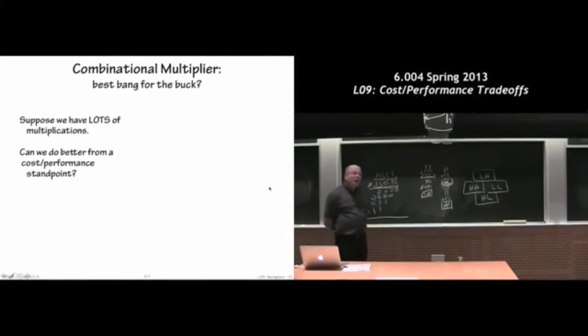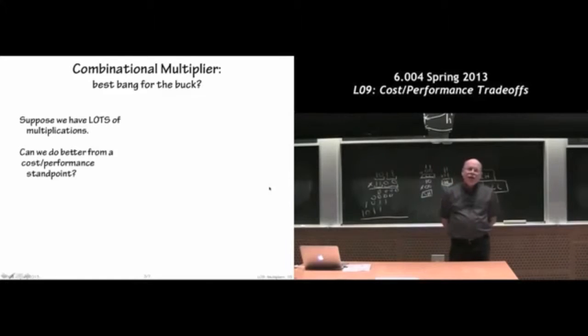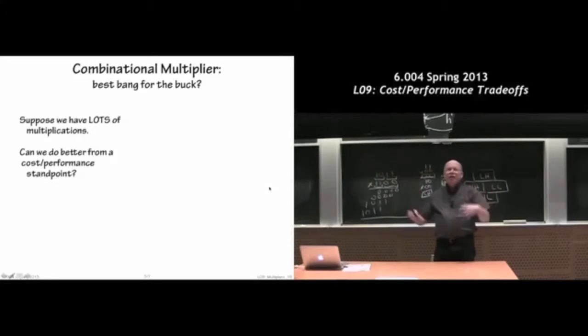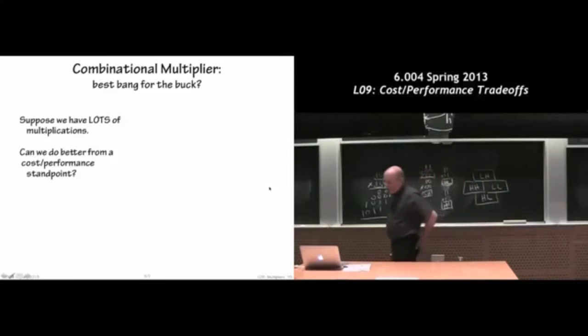Suppose we have lots of multiplications. Suppose you have to do not one multiplication, but you are dealing in a digital signal processing environment where you have to do millions and millions and millions of multiplications. You're taking in a stream of audio and you're slowly converting it into MP3, and that involves polyphase filters and FFTs, and you have a lot of multiplications you need to do.